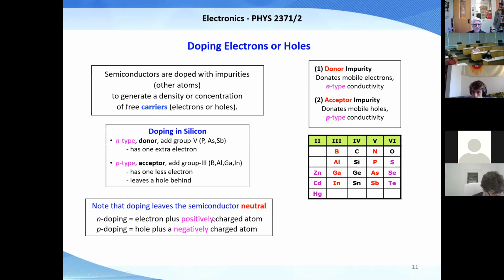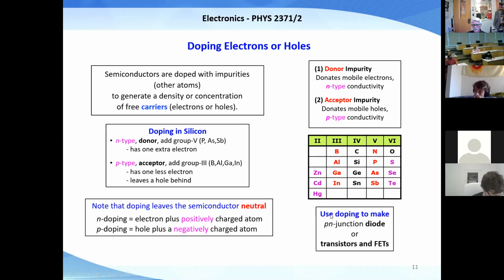So that means that if you created an extra electron, you must have left behind a positively charged atom, an ion. So this antimony is positively charged, because you have to have the balance of charge. Okay, so now we're going to use p-doping and n-doping to make diodes or transistors or FETs.